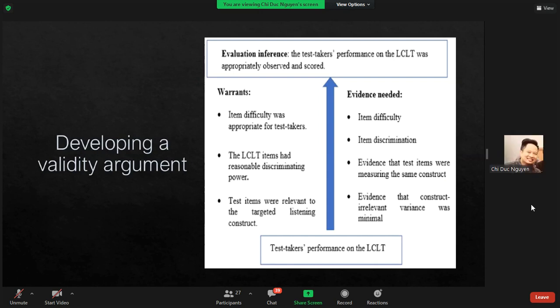Phương Liên, Nguyễn Phương Liên. What is the claim here? What is the warrant and what is the evidence? And what is going to be the relationship between them? Do you think that they are all presented on the screen? Probably the claim is the evaluation inference. You're right. And what is going to be the relationship between them?